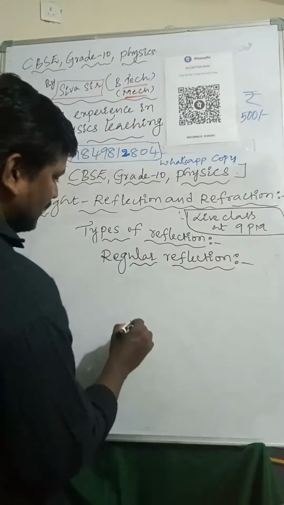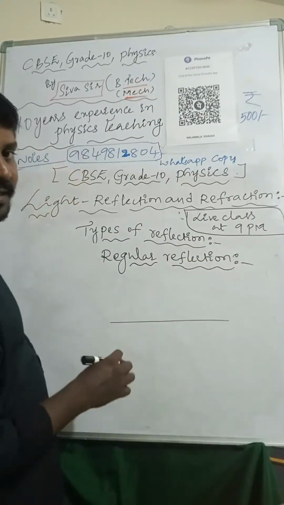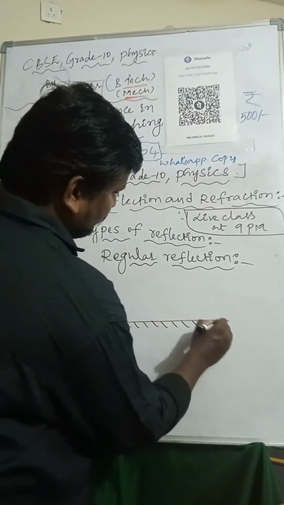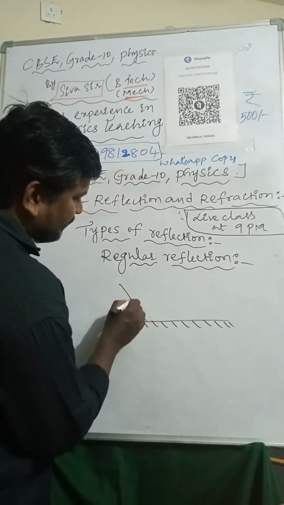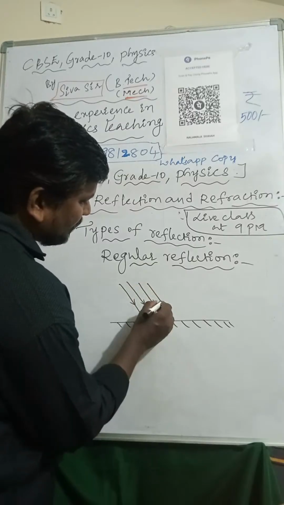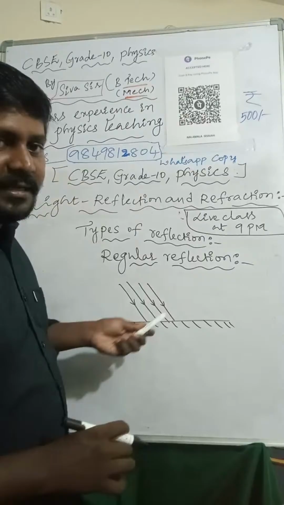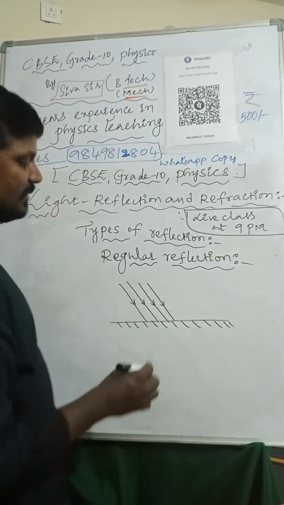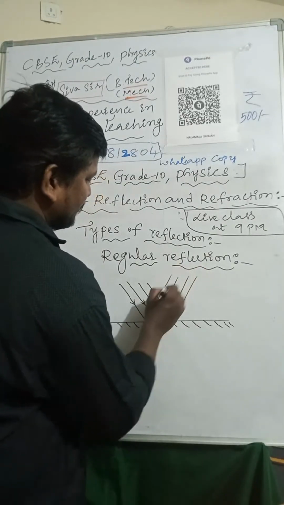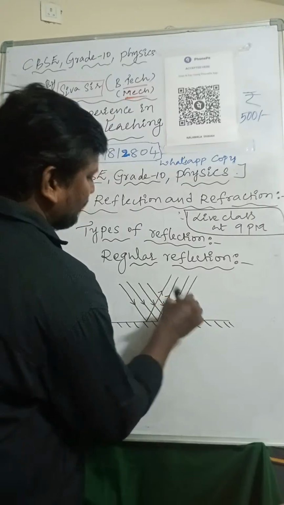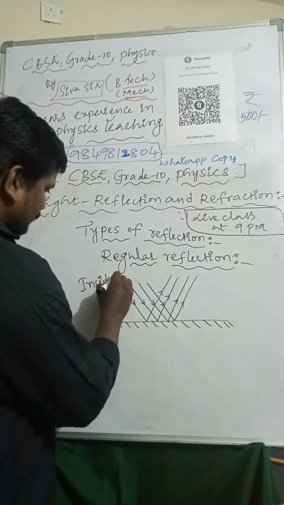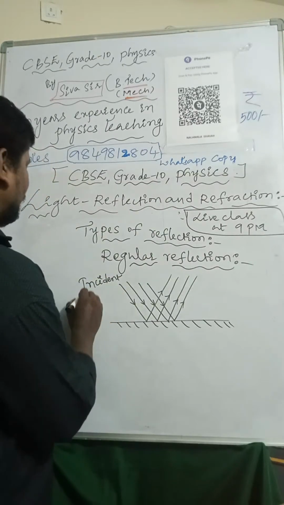So I'm taking a plane surface. This is the incident ray, this is also an incident ray, and this is also an incident ray. All the parallel light rays are incident on the surface. The reflected light rays are also parallel to each other like this. So the incident beam is parallel.